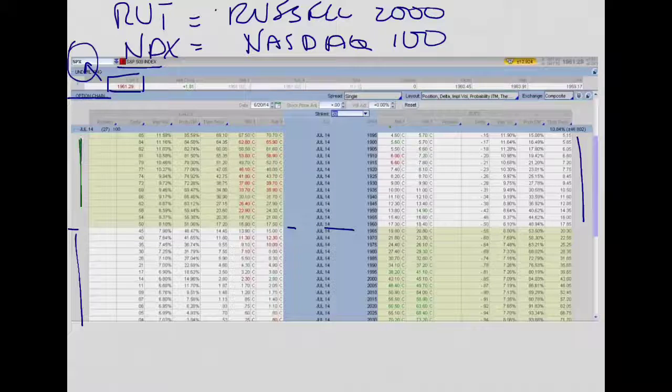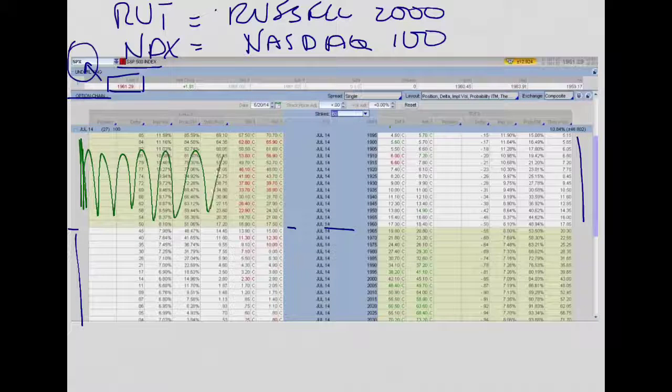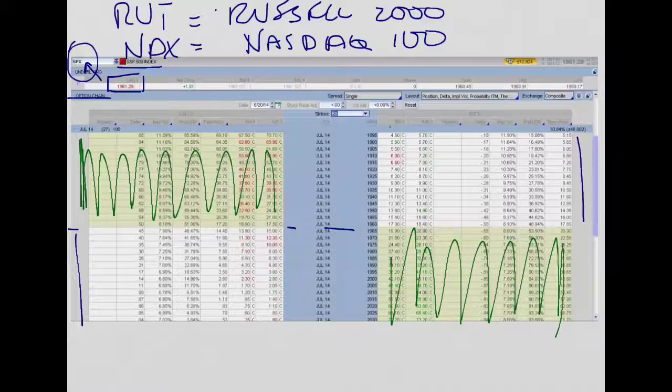Just change the color. So we don't want to trade anything in the green areas because that's where the options already have value based on where the underlying index trades. We want to trade things that are out of the money. So we're going to be going and selling things in this area and in this area.